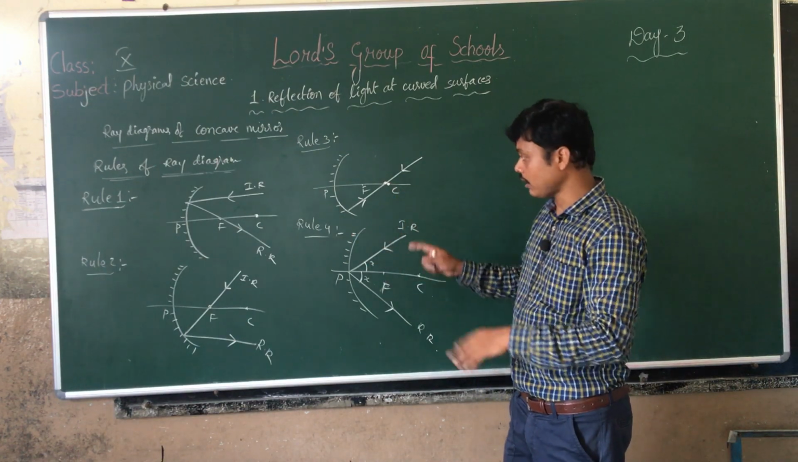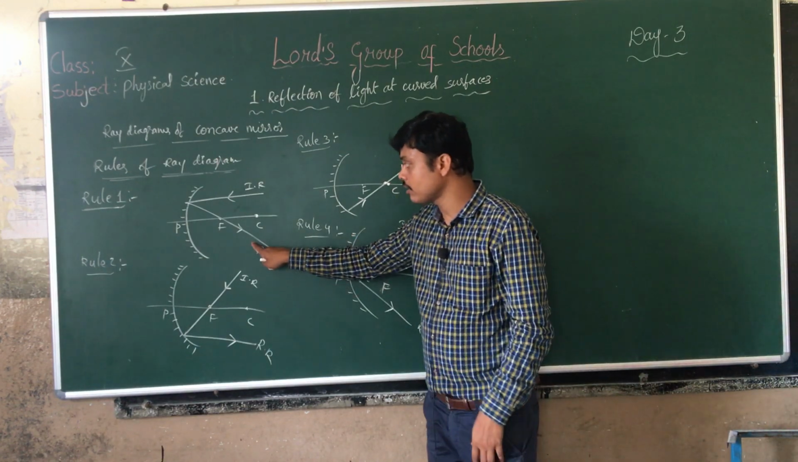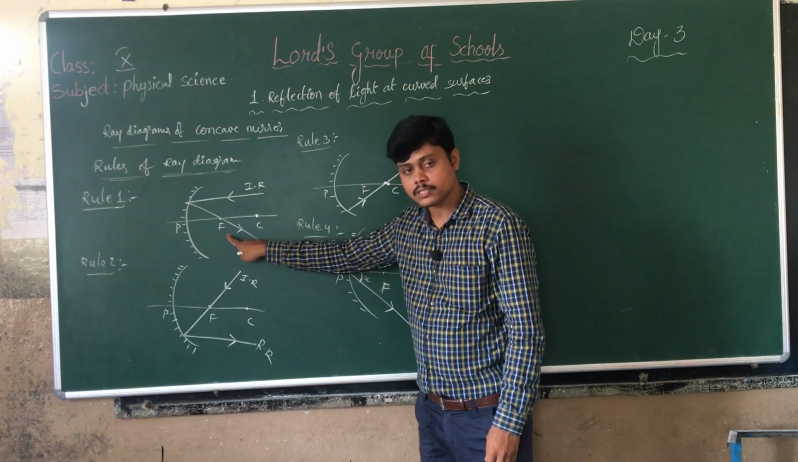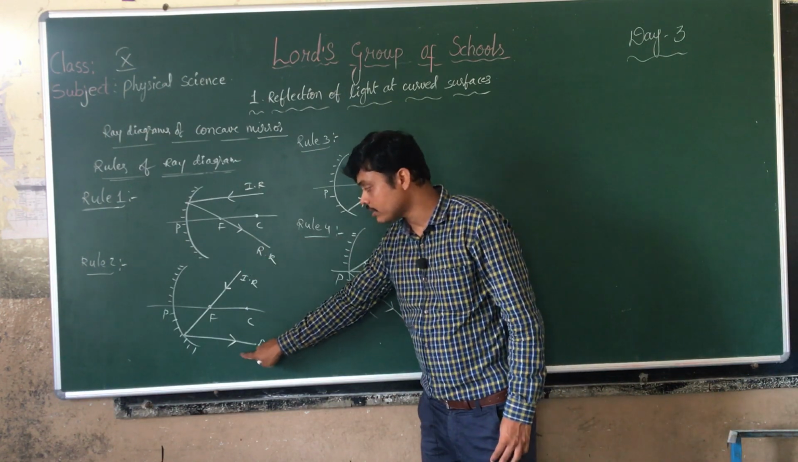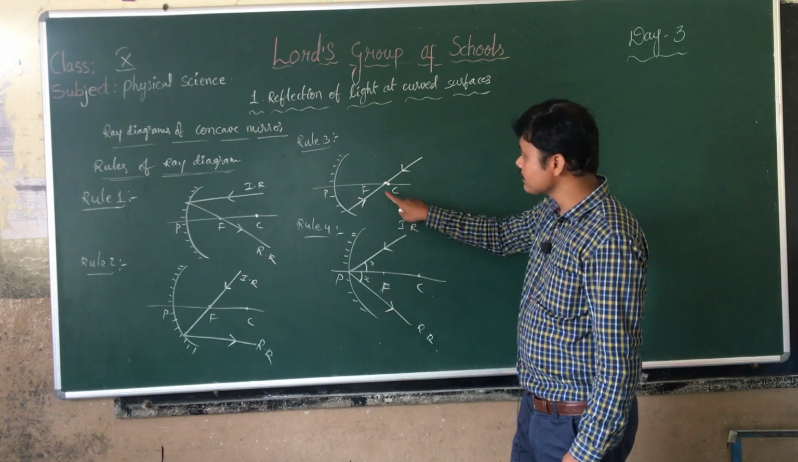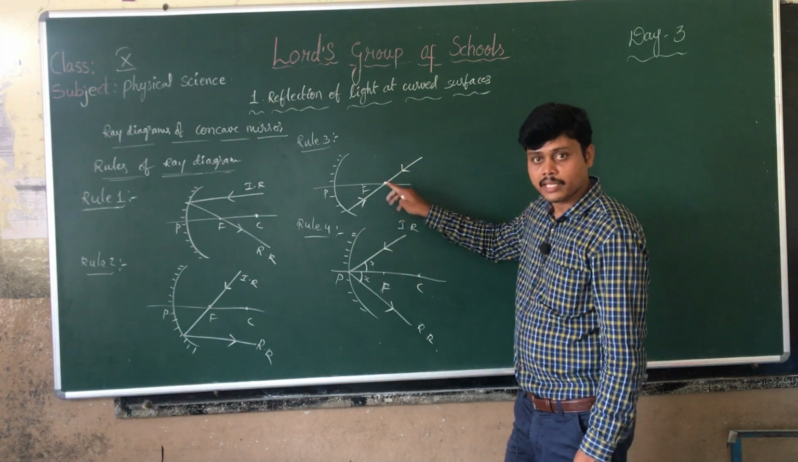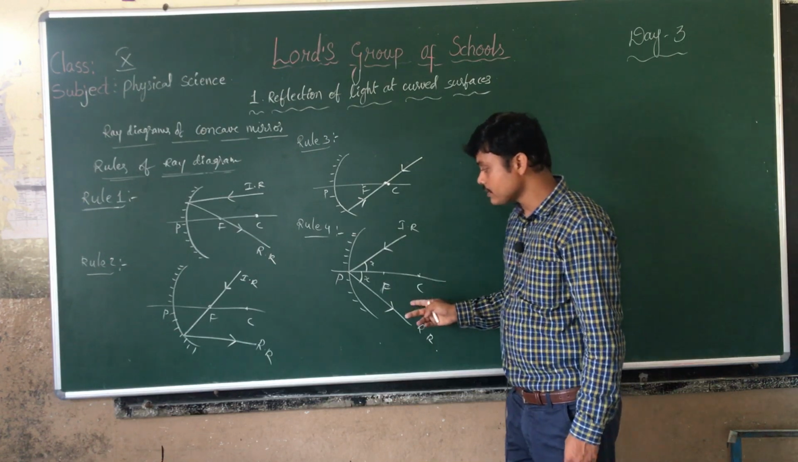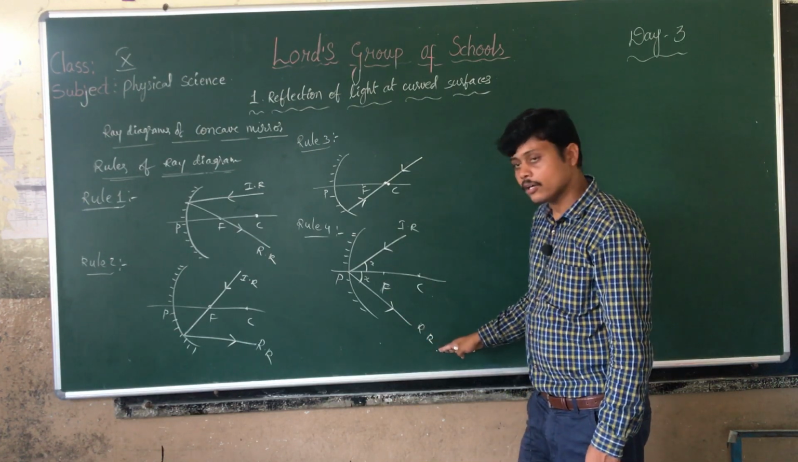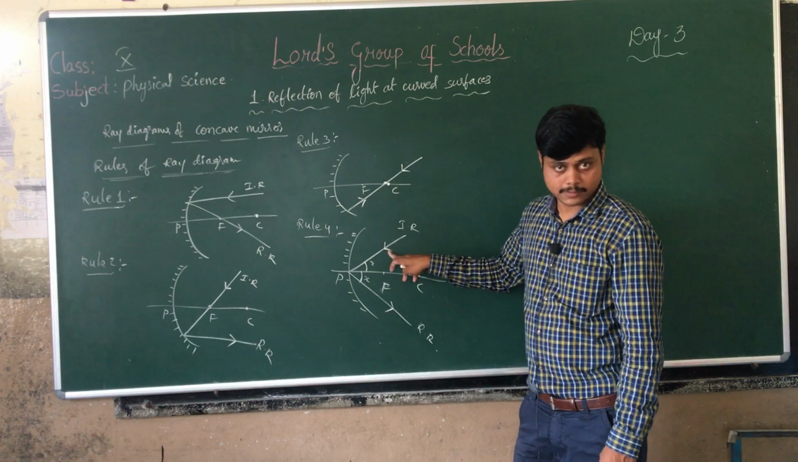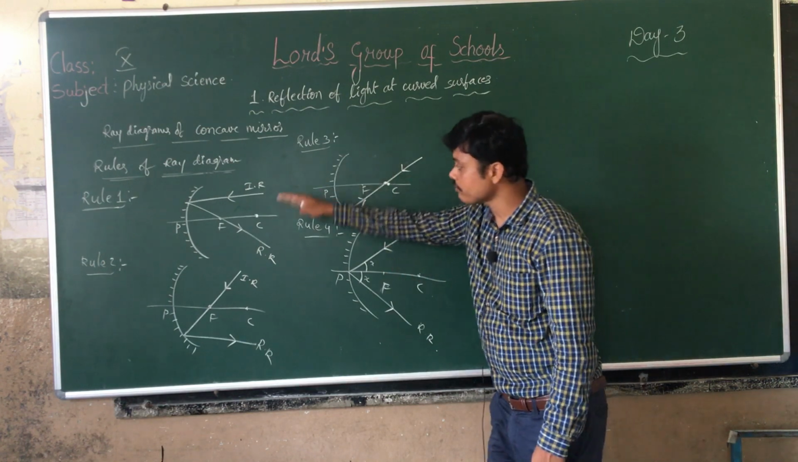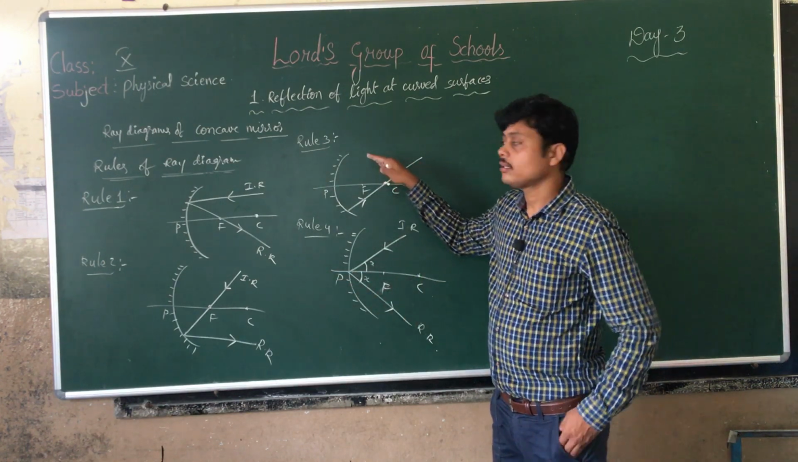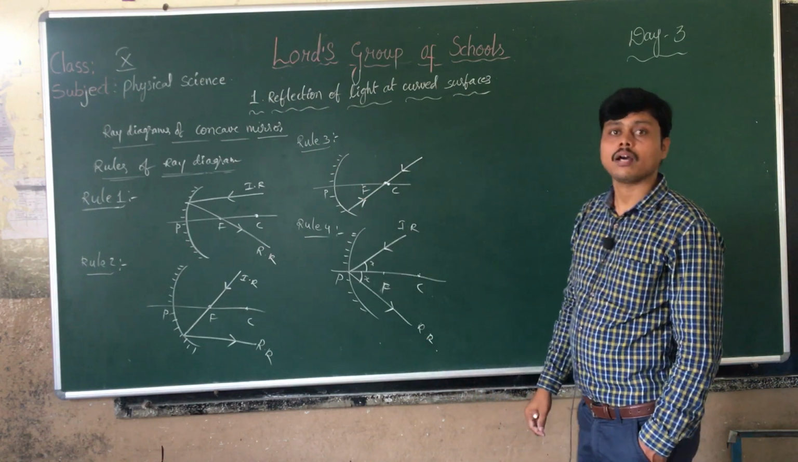So to know that, see all the cases. In this case we got to know the reflected ray is passing through the focus. In this case the reflected ray is parallel to the principal axis. In this case the reflected ray comes back through the center of curvature. In this, again, the reflected ray path we got to know has the same angle as the angle of incidence. Okay, so these are the rules of ray diagrams to draw the ray diagrams for the concave mirror.